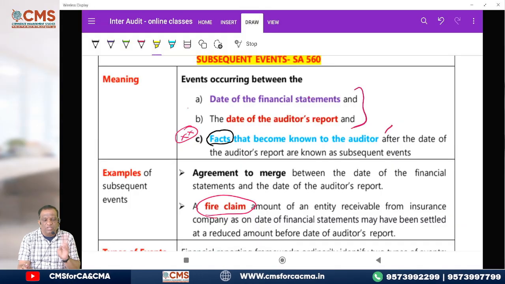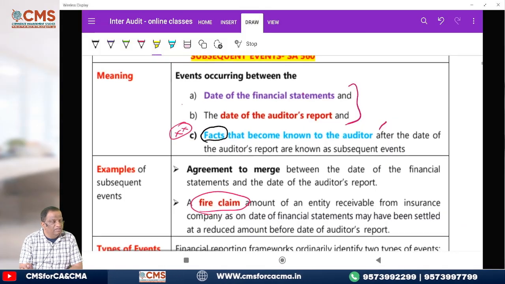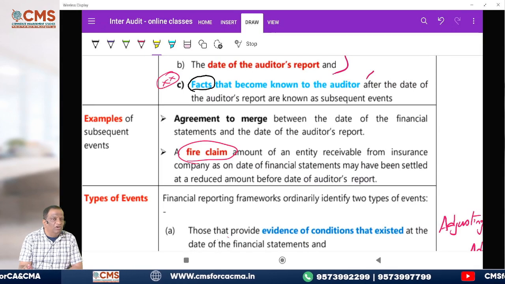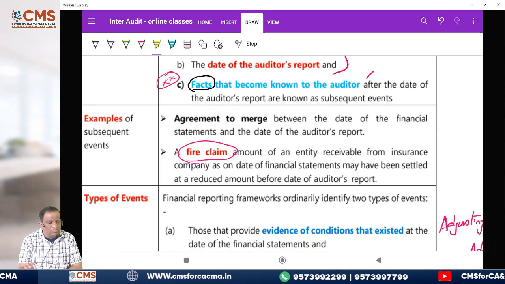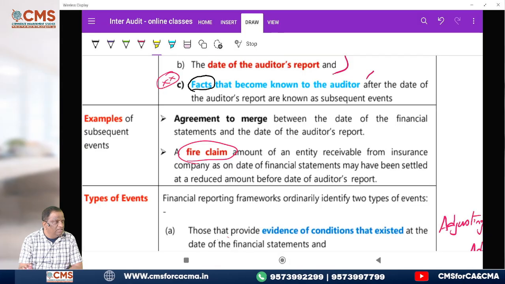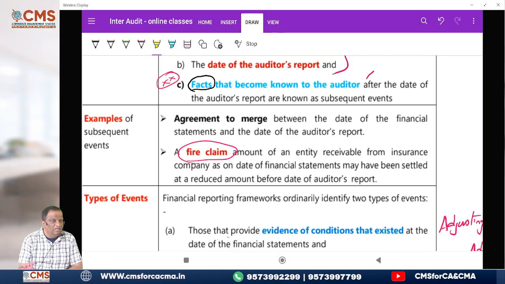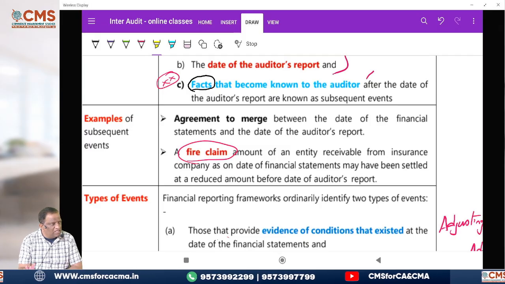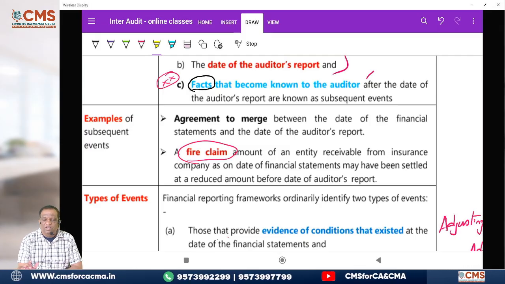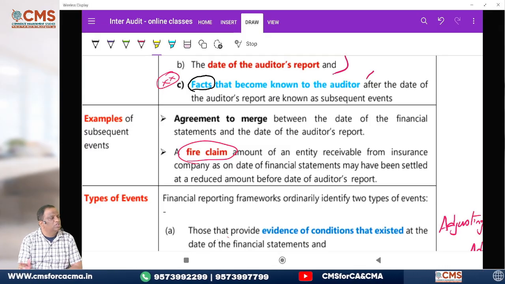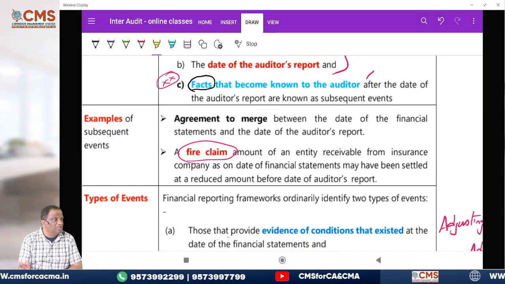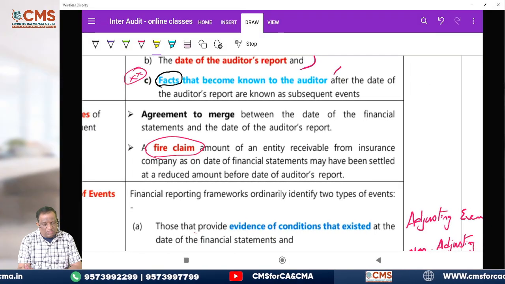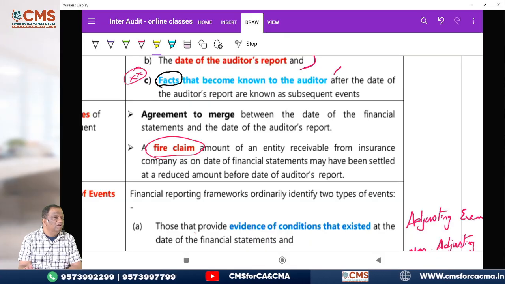And what are the two types of subsequent events? Adjusting events and non-adjusting events. Which one do you adjust, which one do you disclose? Simple, logically. Adjusting events you adjust, that is why it is called an adjusting event. Non-adjusting event, what will you do? You disclose. And where do you disclose? In the financial statements. So management will disclose in the financial statements, otherwise the auditor will disclose in the audit report.